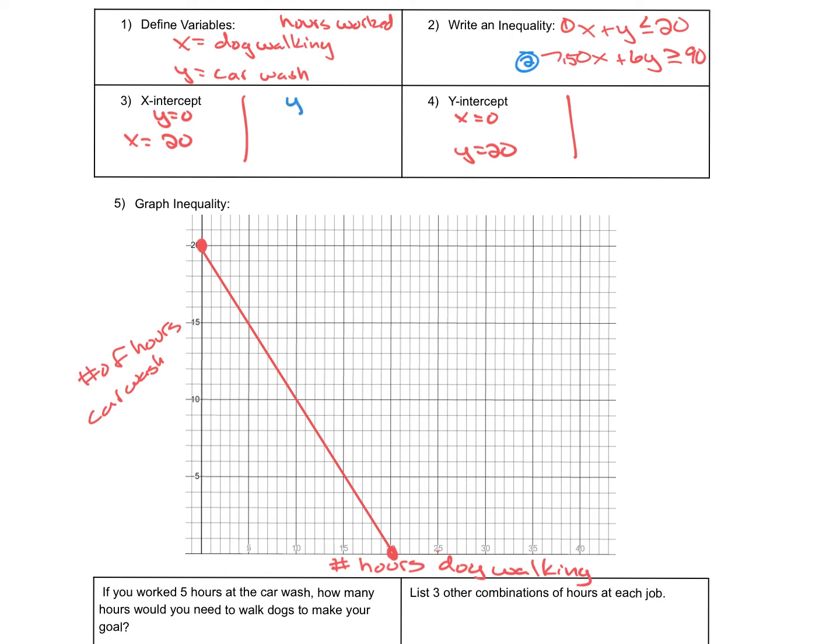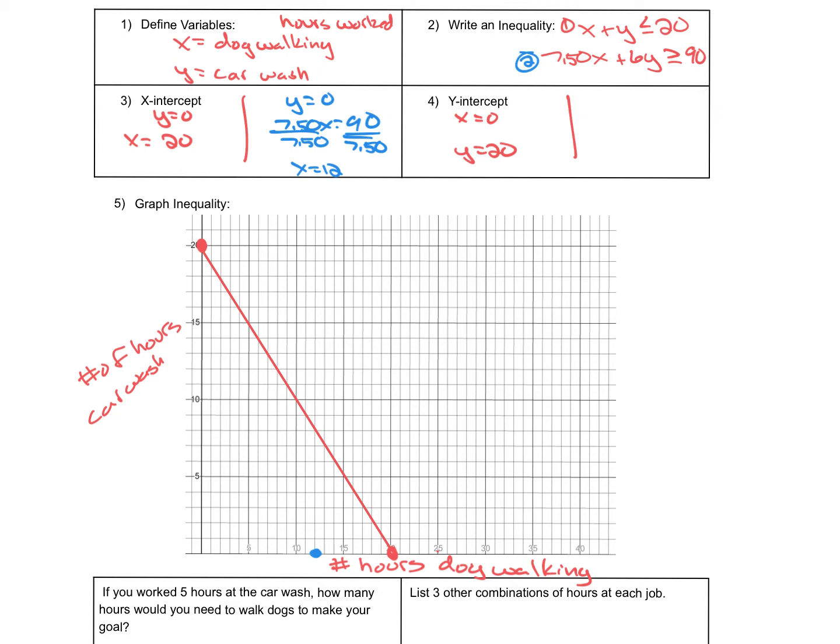Well, if we look at our y-intercept of that one, that is going to be 750x equals 90. So if we divide by 750, we'll end up with x equals 12. So we can come down here and say 12 hours walking our dog.